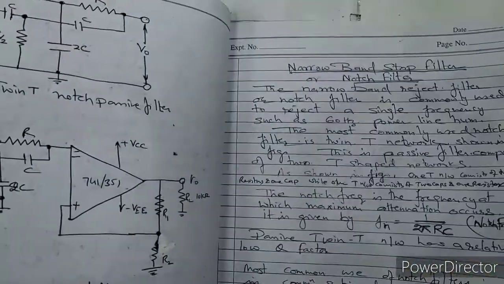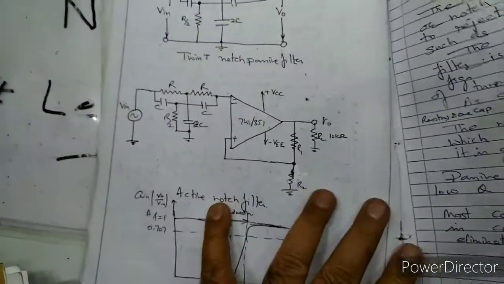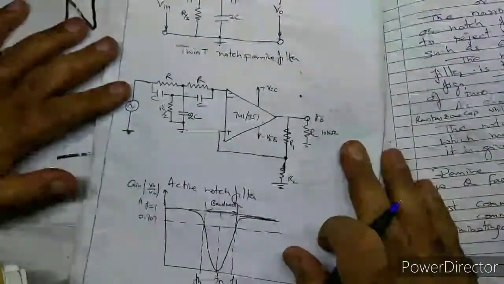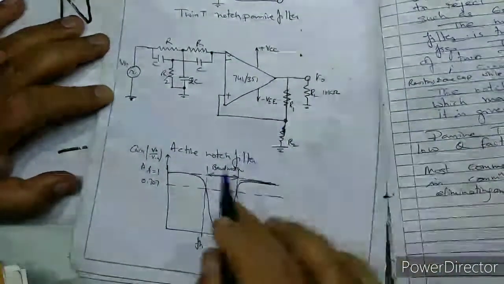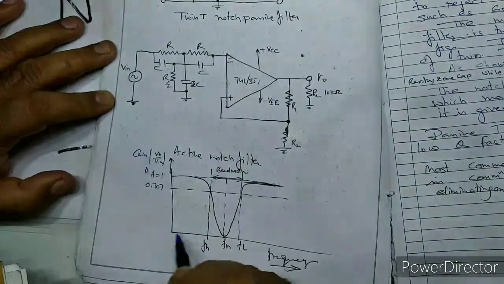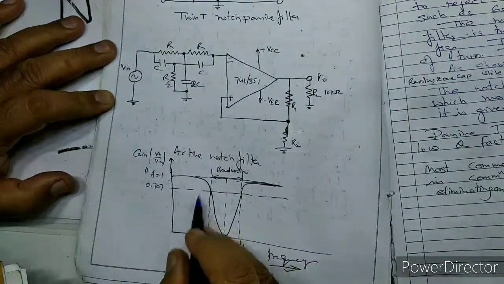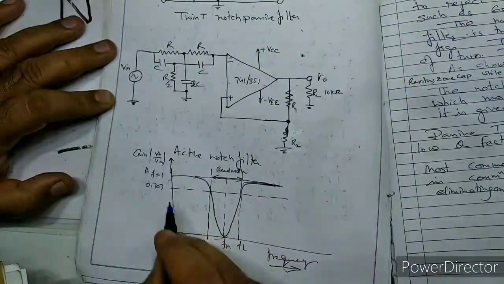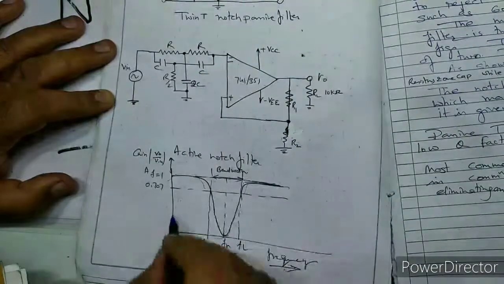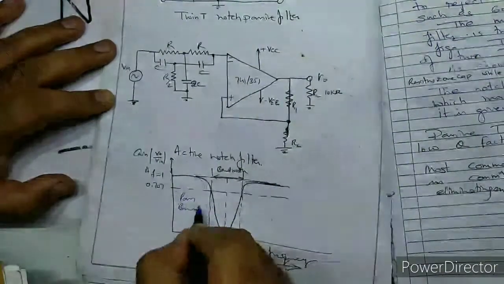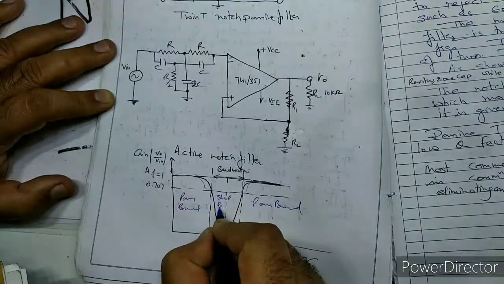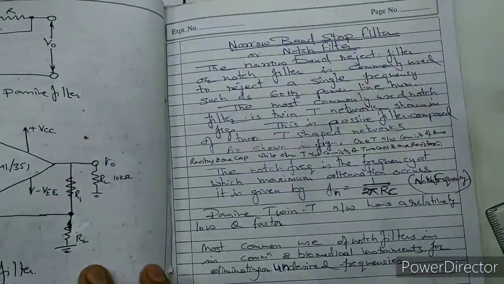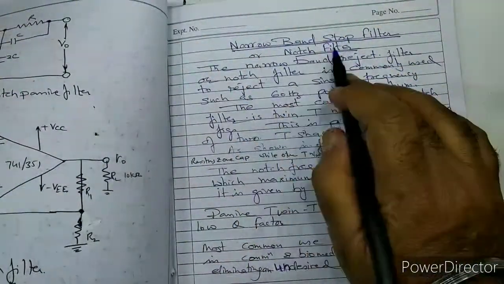Next is the narrow band stop filter. Narrow band stop filter or notch filter. So this is a narrow band stop filter or a notch filter, that is called an active notch filter. So this is the attenuation band. This is the pass band, and this is also the pass band. This is the stop band.